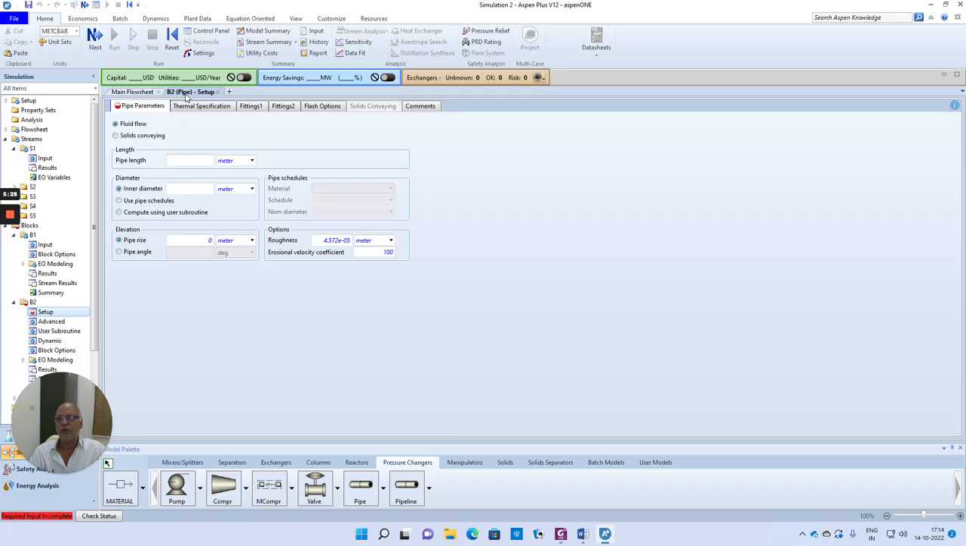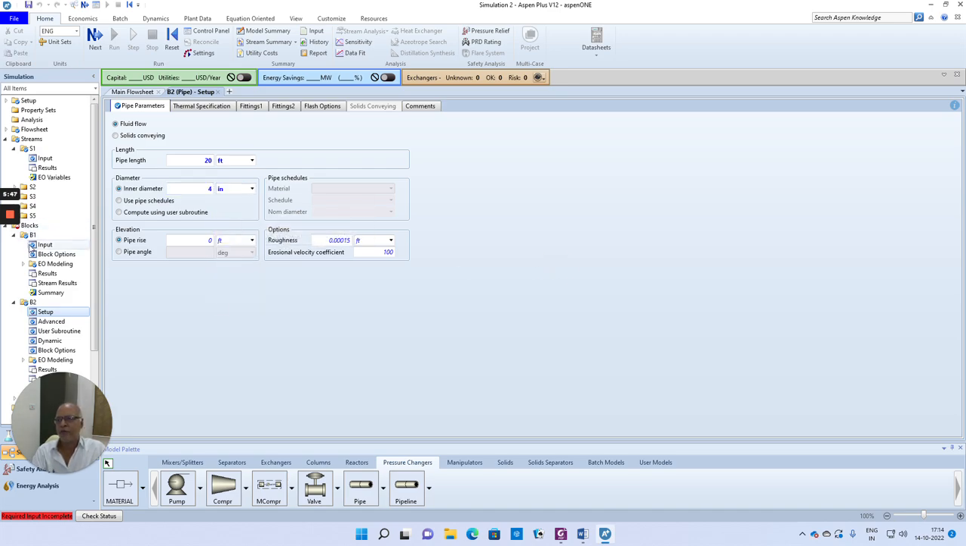Now it is asking for information about the first pipe, which is named B2. The pipe length, probably I should have changed the unit system to this. So pipe length of the first one is about 20 feet. Diameter is 4 inch.